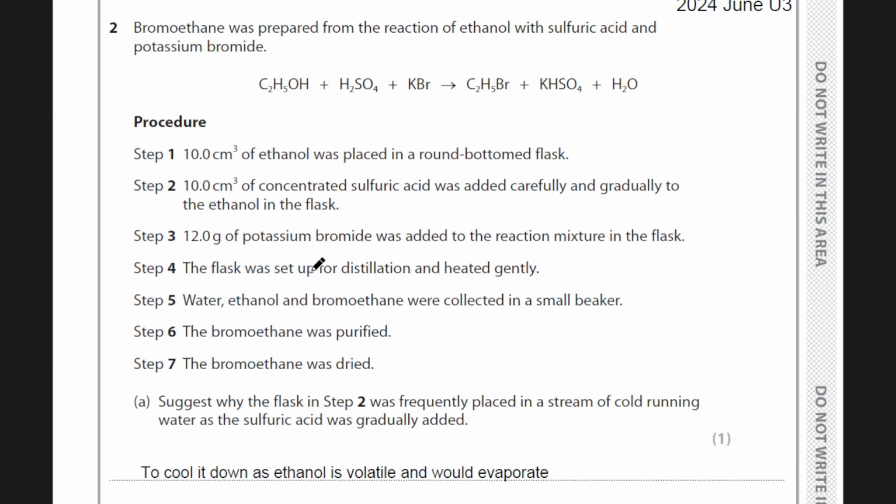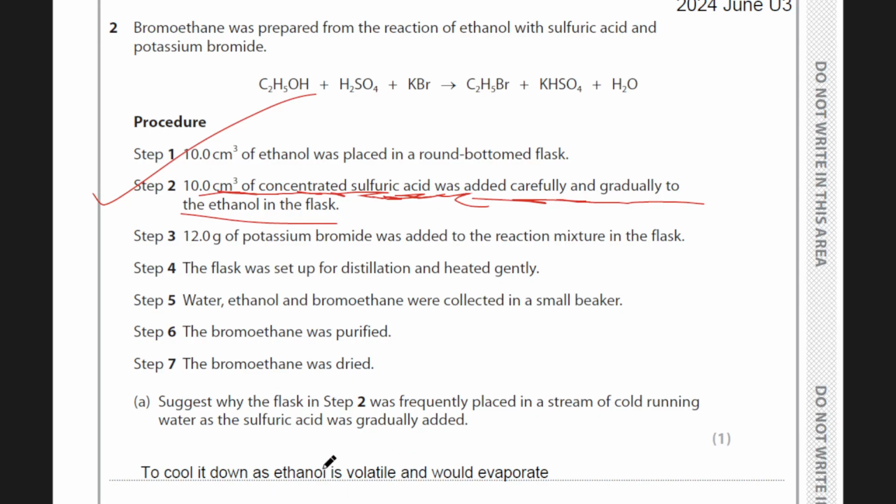The next part is that bromoethane was prepared from the reaction of ethanol with sulfuric acid and potassium bromide. The whole equation is provided. Suggest why the flask in step 2 was frequently placed in a stream of cold running water as the sulfuric acid was gradually added. They said that in step 2, 10 cm cubed of concentrated sulfuric acid was added carefully and gradually to the ethanol in the flask.